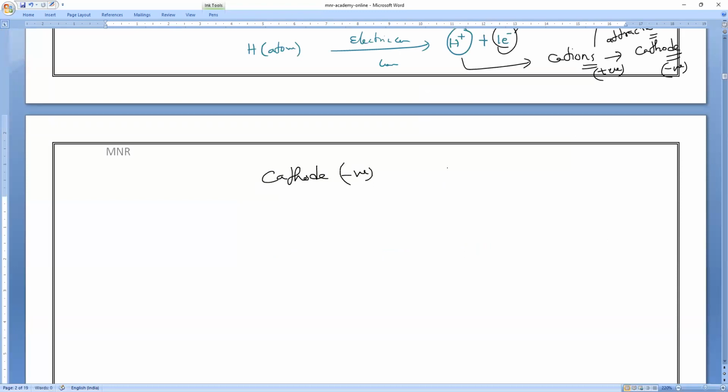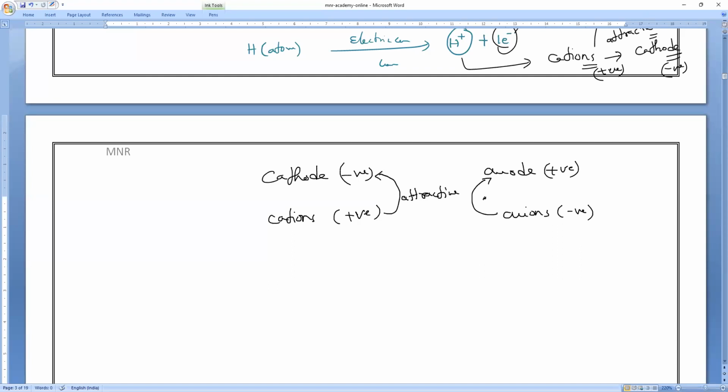Again, I'm saying, cathode is negative charge and anode is what charge, everybody? Anode is positive charge. Cations are positive charge and anions are negative charge. Anions are always attracted to the anode. Cations are always attracted to the cathode. Please note it. Is it clear now? All of you? So what will happen, everybody?